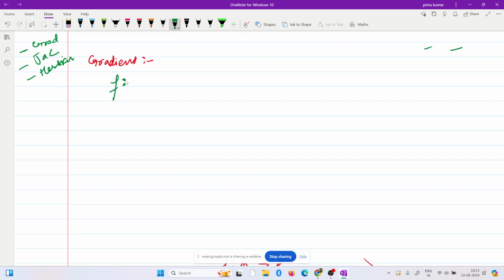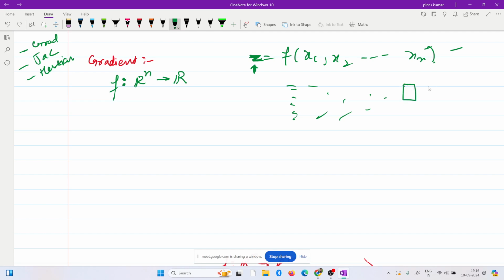Okay. So let's say you have a function from R^n into R. Something like this: z is equal to f of x1, x2, ..., xn. So you have a function of many things, but at the output level you will get only one value. This is similar to what you obtain in machine learning, right? You will have many features, you will do something, and at the end you will have only one loss function, only one value.